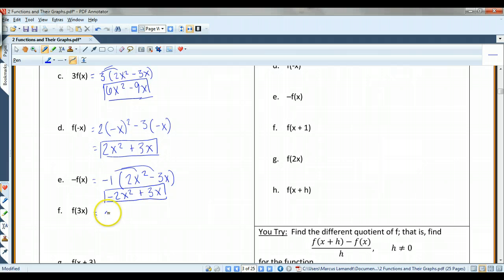For this one, 2 times 3x squared minus 3 times 3x. Remember, if you're squaring everything in the parentheses, you have to square both terms. So I've got 2 times 9x squared minus 9x. This is 18x squared minus 9x.